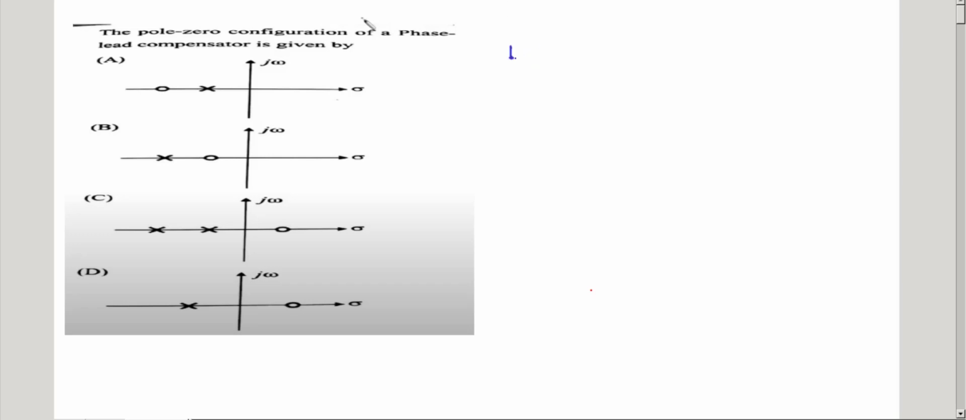Lead compensator, lag compensator, lead lag compensator, lag lead compensator. Okay, so these are the compensators we have. First of all, lead compensator is a high pass filter. It is a high pass filter. Lag compensator is a low pass filter.